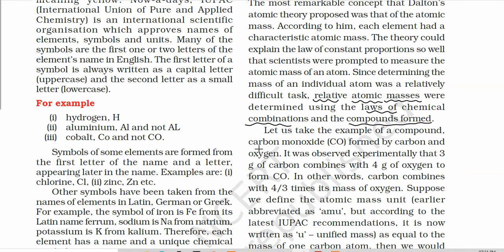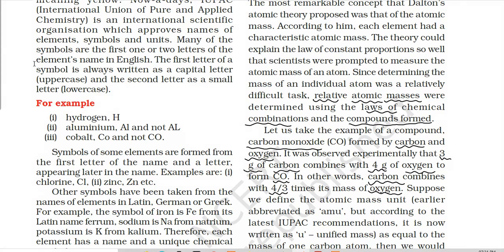As an example, take carbon monoxide, where one carbon is attached with one oxygen. Here it is observed experimentally that 3 grams of carbon combines with 4 grams of oxygen to form CO. In other words, carbon combines with 4 by 3 times its mass of oxygen.